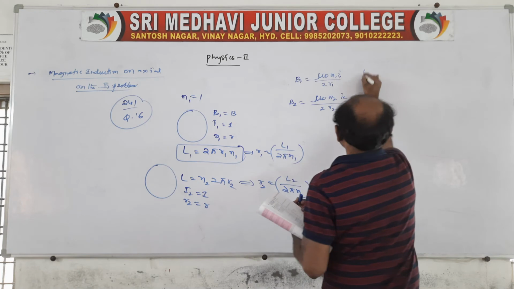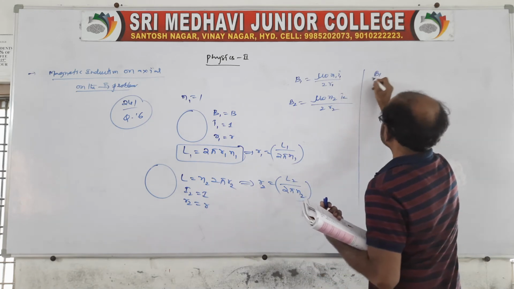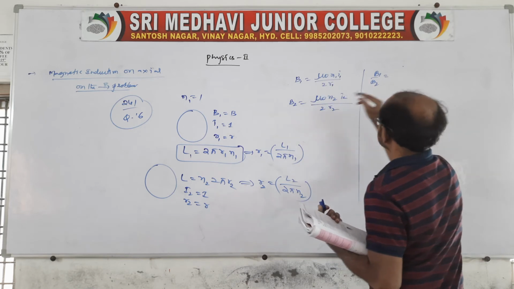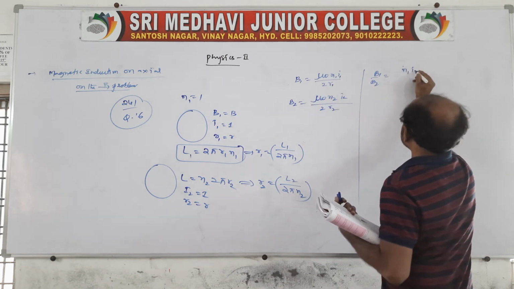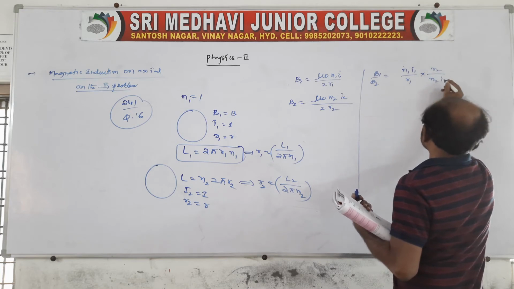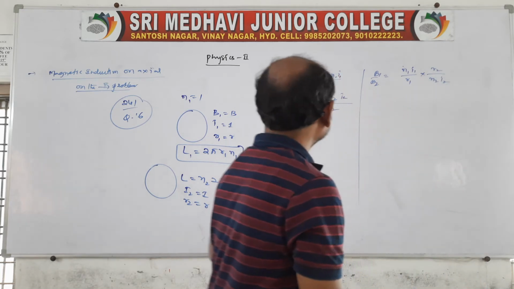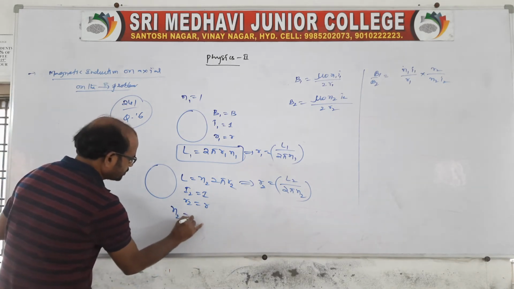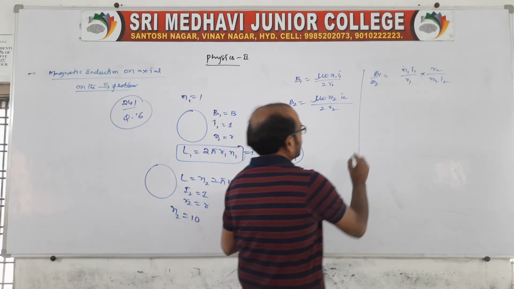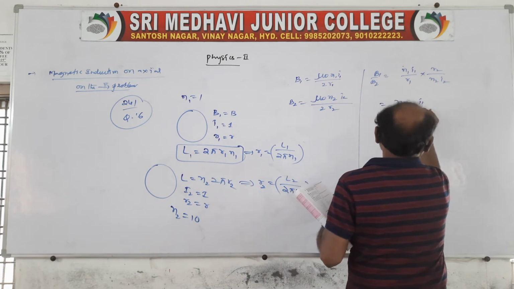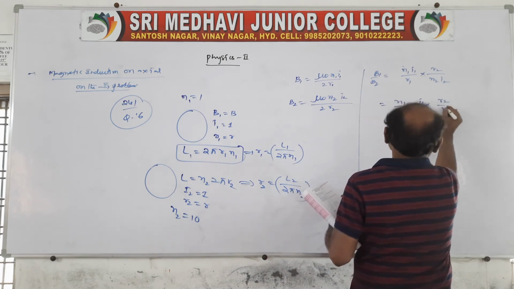Better you take this divided, B1 by B2. So similar terms are cancelled, mu naught by 2 cancels. So what is left? N1 I1 by R1 into R2 by N2 I2. That's all it is. So you take N1 is 1, in case of N2 here is given as 10 turns. So first you write here N1 by N2 into I1 by I2. This is the final formula, R2 by R1.